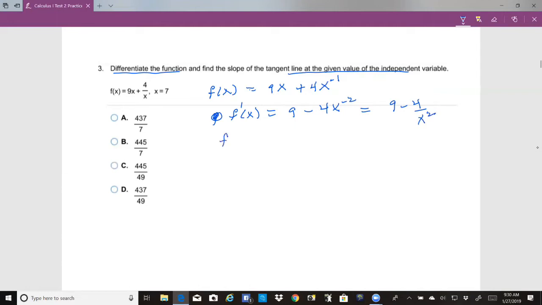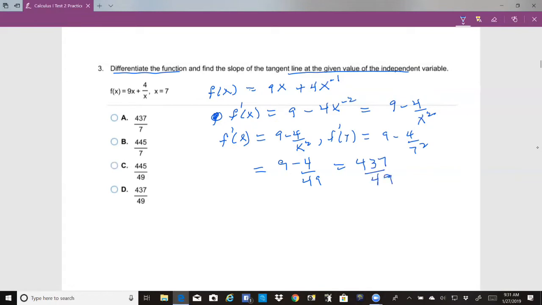So the first derivative at a given point is equal to 9 minus 4 over x squared. So the first derivative slope at x equals 7 is equal to 9 minus 4 over 7 squared, which is equal to 9 minus 4 over 49, equals 437 over 49, which is answer D.